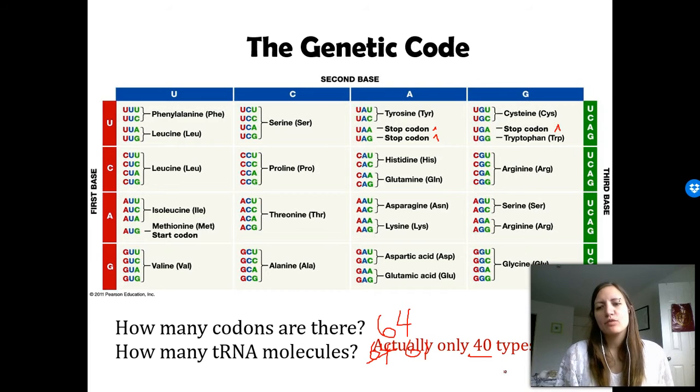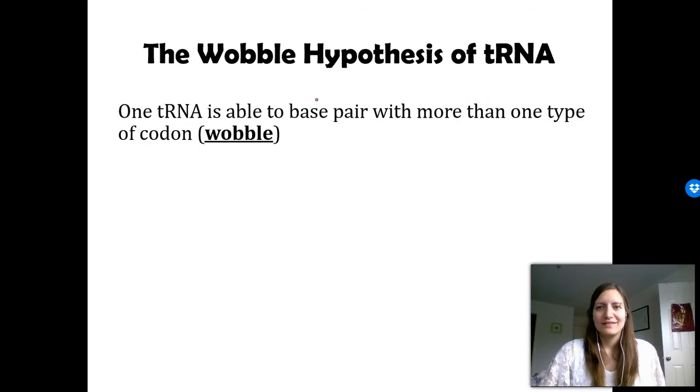So what happens when you don't have the right tRNA? Maybe this UCU, maybe the tRNA that codes for that is missing. What happens if we come across that in mRNA? Our cells have addressed this. It's called the wobble hypothesis. What that means is that one tRNA can actually base pair with more than one type of codon. That kind of flexibility is what we refer to when we say wobble.